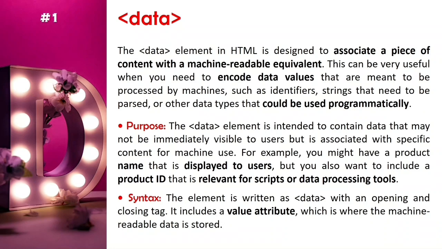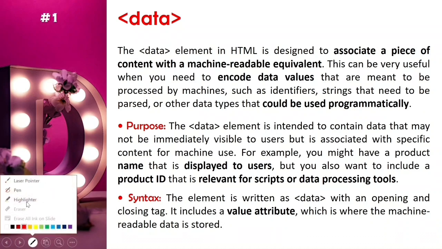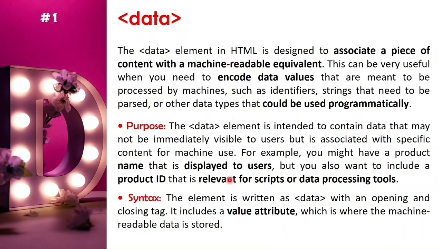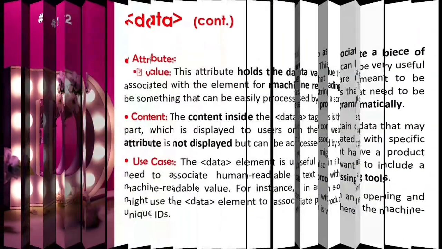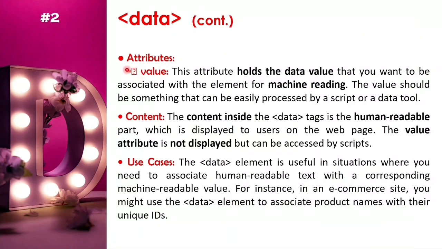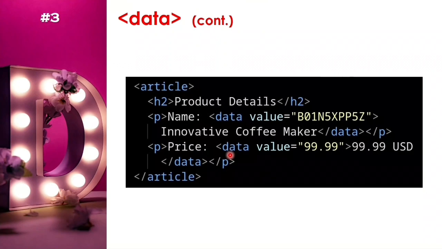I'm just going to provide a summary and explain based on the example. I guess that'll be more clear, and you can pause the video anytime and take a look at the text if you want. It takes a value attribute, and that's exactly where the machine-readable code should go. So let's explain based on the example.